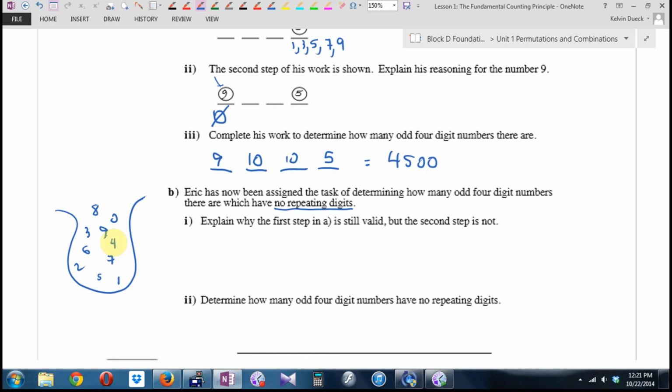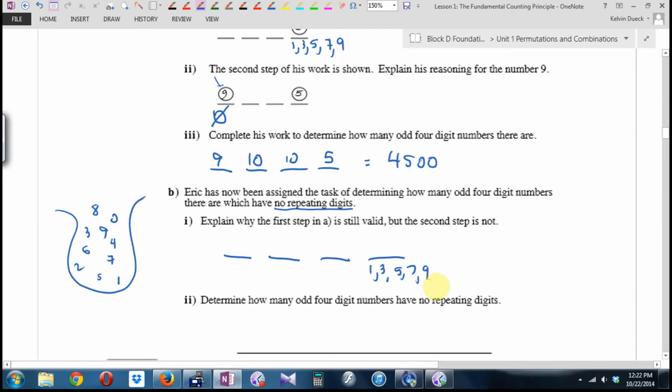Number 1 says, explain why the first step in A is still valid, but the second step... I'm just going to walk through the whole thing. How many digit numbers are we trying to create? How many blanks am I going to draw? What kind of a number am I trying to create? An odd number. What makes an odd number an odd number? What it ends with. What can it end with? 1, 5, 7. How many choices do I have for that last number then?